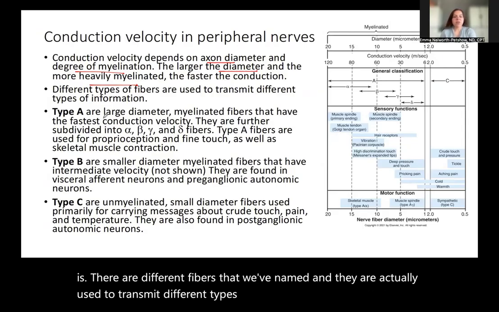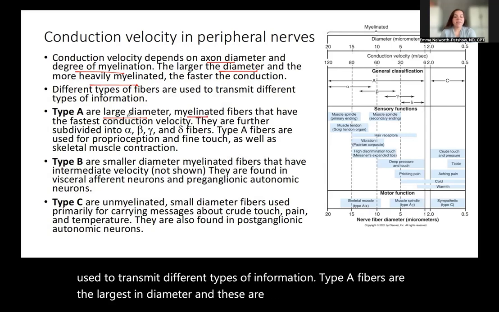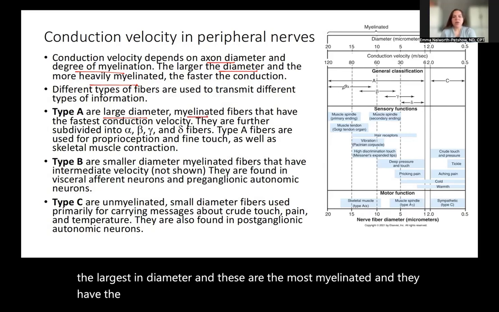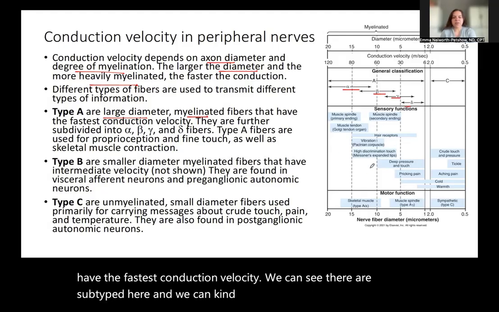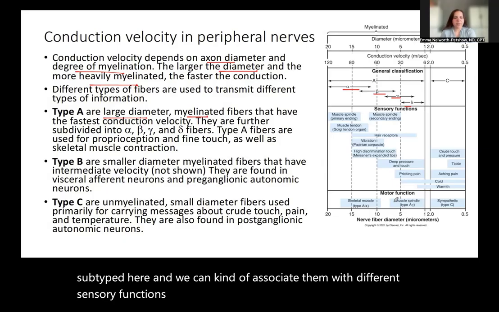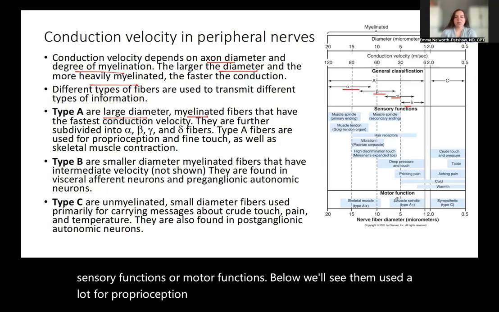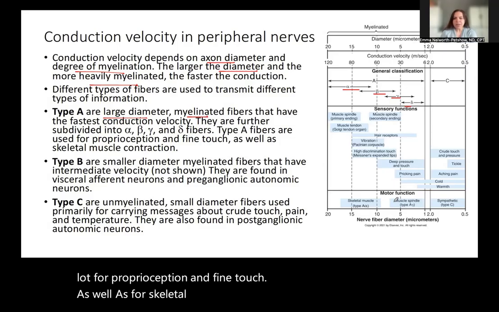Type A fibers are the largest in diameter, and these are the most myelinated, and they have the fastest conduction velocity. We can see there are subtypes here, and we can associate them with different sensory functions or motor functions below. We'll see them used a lot for proprioception and fine touch, as well as for skeletal muscle contraction.